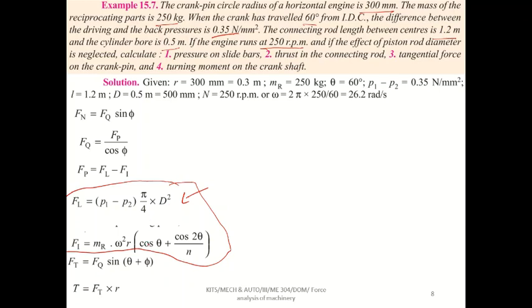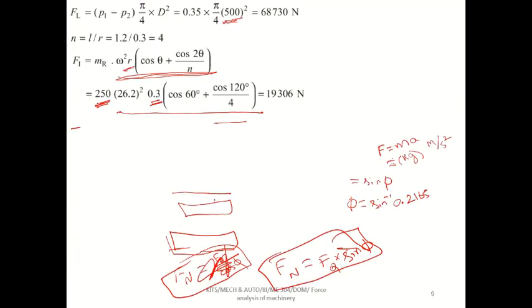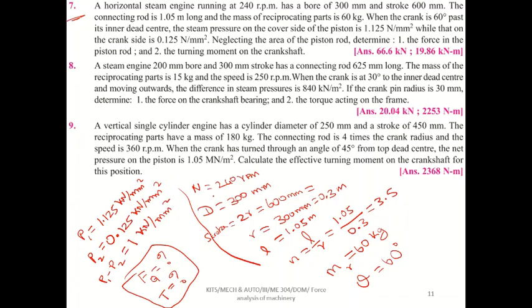Similarly, m r omega square. Omega you have to find now. Omega equal to 2 pi N by 60, so you can find the omega value. All the values you have, you just substitute in the formula and you will get the answer. It is similar to the example problem we saw now, same thing. I will explain the eighth problem also. Wait, let me erase it and then I will explain the eighth problem.